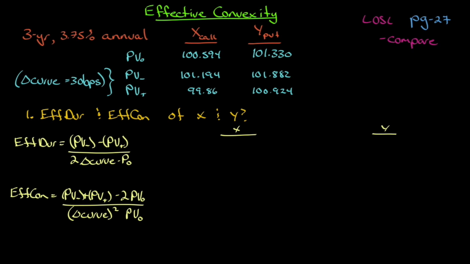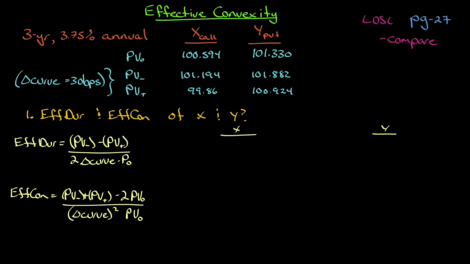So let's have a look at a callable and puttable bond, because our learning objective here is not so much to calculate and interpret, but just to compare. And we've done a lot on the last screen in comparing effective convexity of the straight bond, the puttable bond, and the callable bond. Let's just see if we can calculate some of these things. So we have a 3-year, 3.75% annual bond. The X bond is callable with these features. Y is puttable with these features. We should expect the puttable bond to be priced higher than the callable, and it is. We've already gone ahead and calculated PV negative, PV plus for a 30 basis point change in the curve, 30 up, 30 down. Here's what we get: effective duration and effective convexity of X and Y.